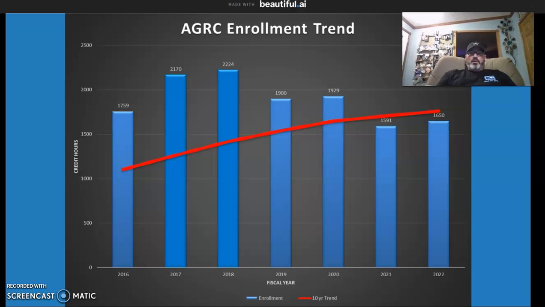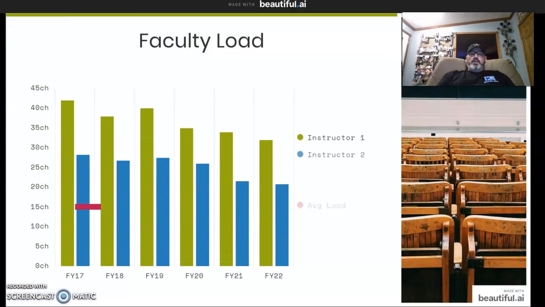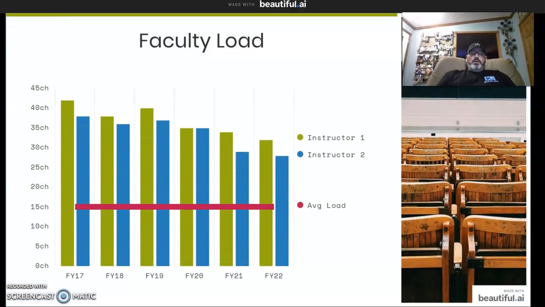And as your load gets that heavy, it's difficult to maintain the kind of quality and get to all the other things that are really important when running a quality program. Again, I mentioned the importance of faculty load, and this goes back over the last 6 or so load years, and I've drawn a benchmark line here. This is what the average faculty teaches, which is about 15 credit hours per semester.